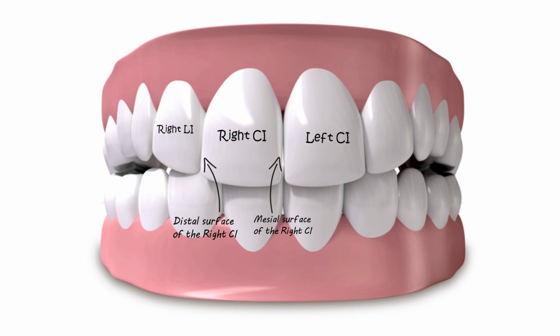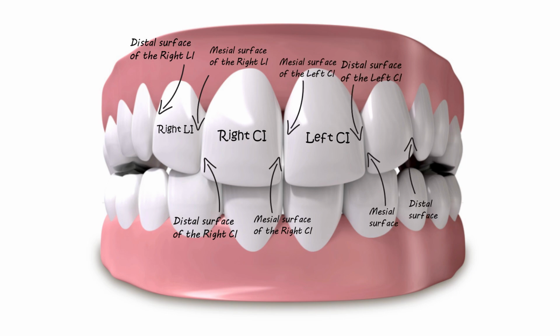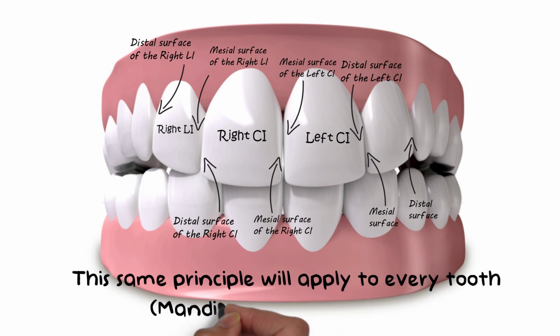The mesial surface of this tooth is in contact with the central incisor, while the distal surface is in contact with the canine, and so on and so forth.